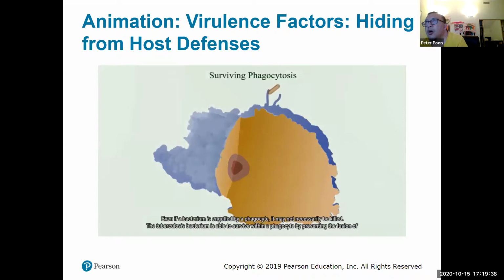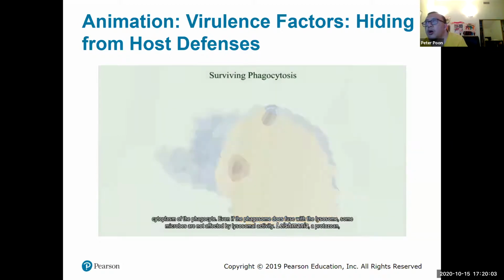Even if a bacterium is engulfed by a phagocyte, it may not necessarily be killed. The tuberculosis bacterium is able to survive within a phagocyte by preventing the fusion of lysosome and phagosome. This keeps the digestive enzymes away from the bacterium. Bacteria such as Shigella and Listeria can actually escape the phagosome and live within the cytoplasm of the phagocyte.